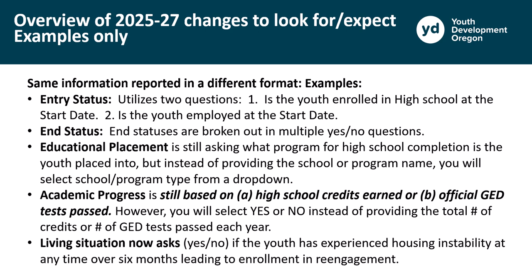Academic progress is still based on whether they have high school credits earned on their transcript or whether they've passed official GED exams in that reporting year. However, the way that you're going to answer that information is with a yes/no drop-down response. Living situation is asked a little differently. The question will be if the youth has experienced any housing instability at any time over 6 months leading to the time when they enroll in the re-engagement program.